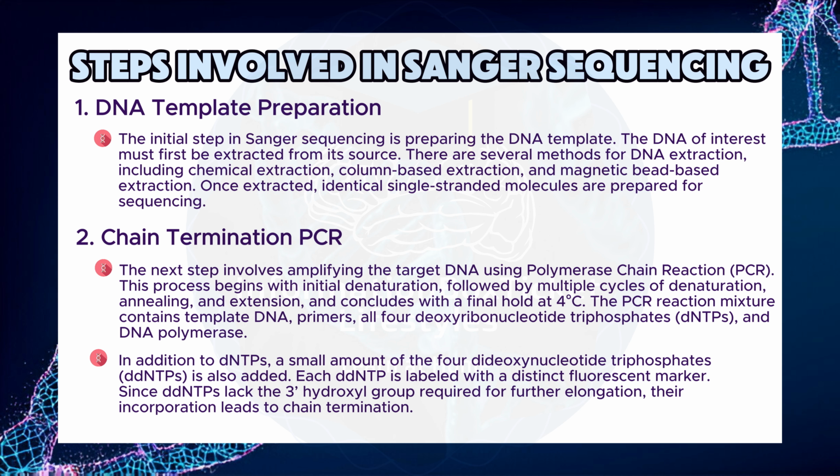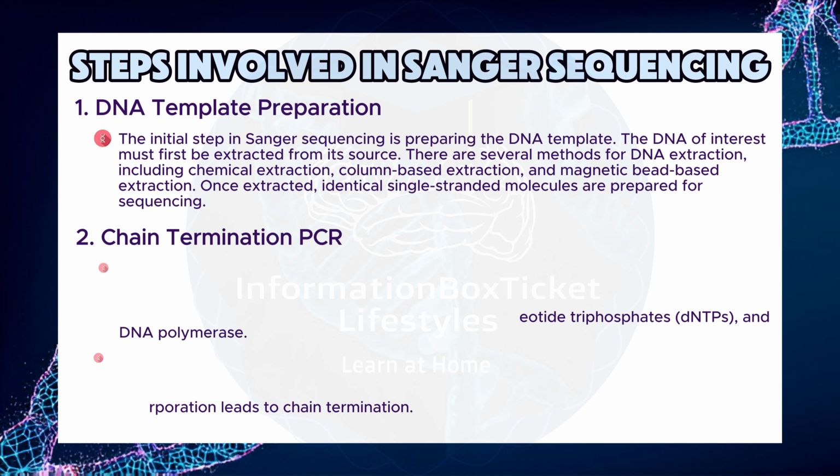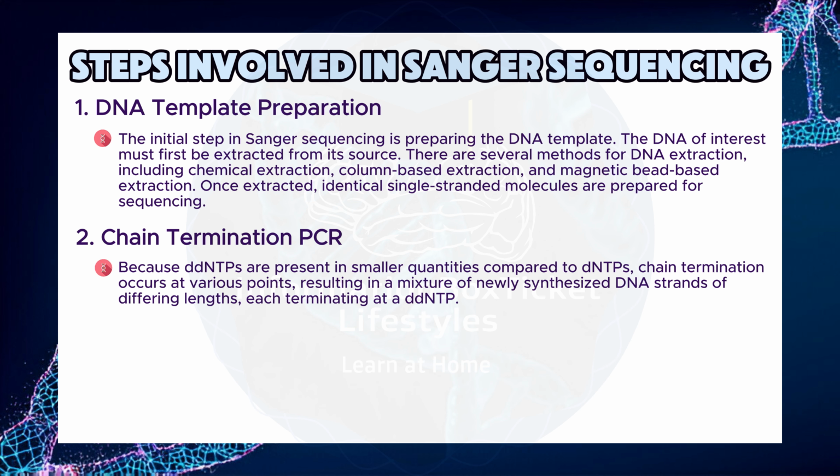In addition to dNTPs, a small amount of the 4 dideoxynucleotide triphosphates, ddNTPs, is also added. Each ddNTP is labeled with a distinct fluorescent marker. Since ddNTPs lack the 3' hydroxyl group required for further elongation, their incorporation leads to chain termination. Because ddNTPs are present in smaller quantities compared to dNTPs, chain termination occurs at various points, resulting in a mixture of newly synthesized DNA strands of differing lengths, each terminating at a ddNTP.